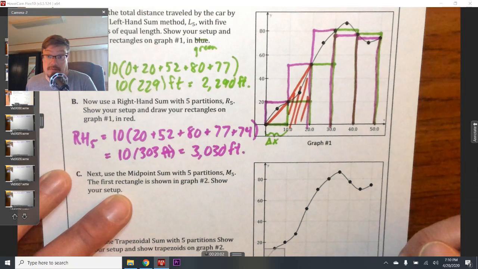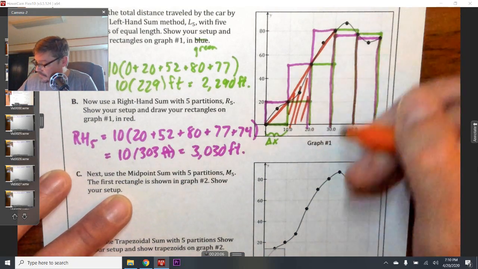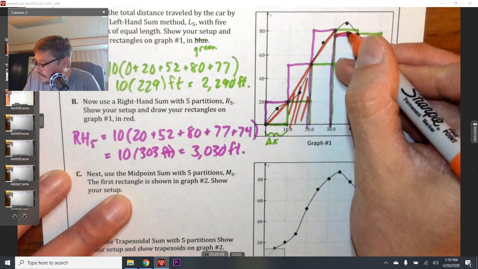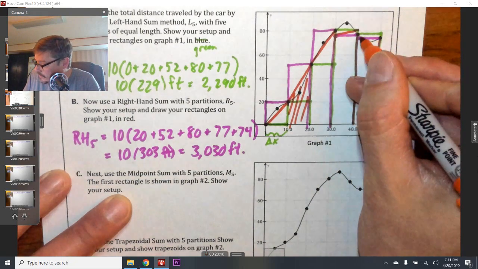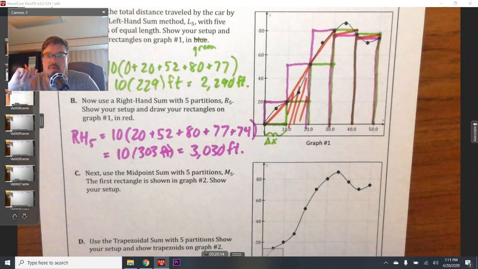That's a trapezoid, okay? If I draw this one to there, that's a trapezoid. This one to here, trapezoid. And then this one to here, trapezoid. Now can you see that the trapezoid is much more accurate?